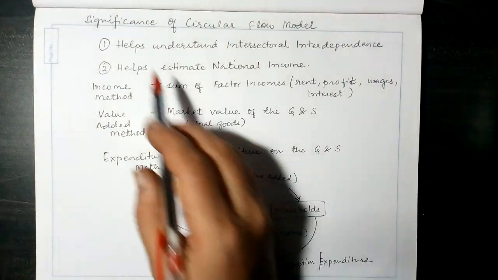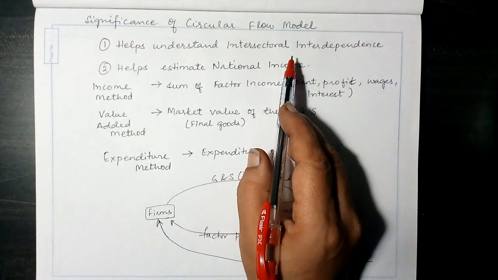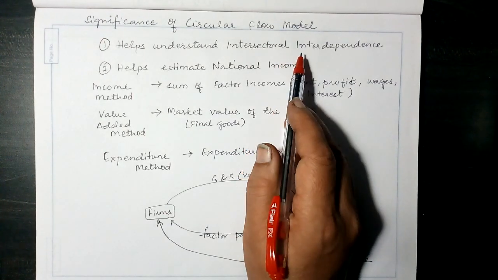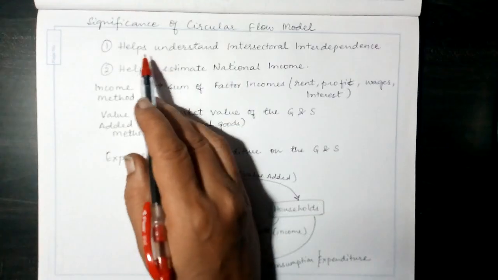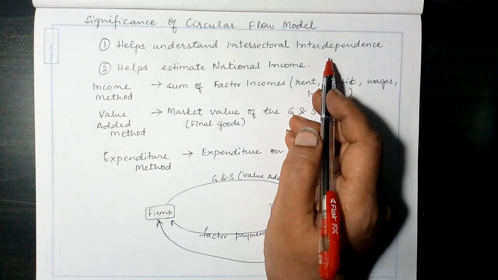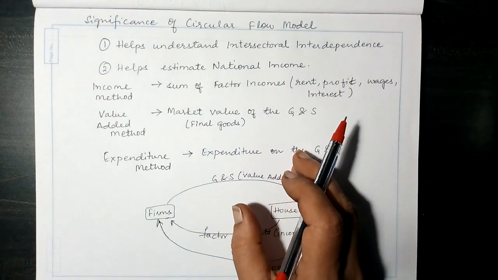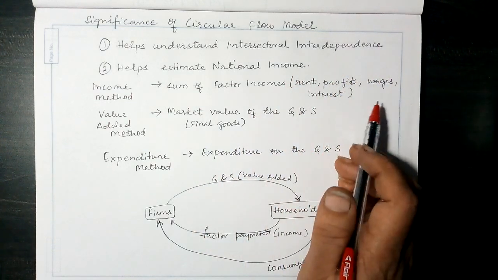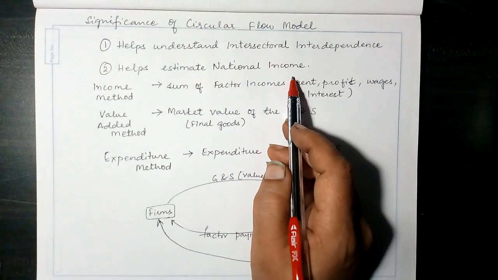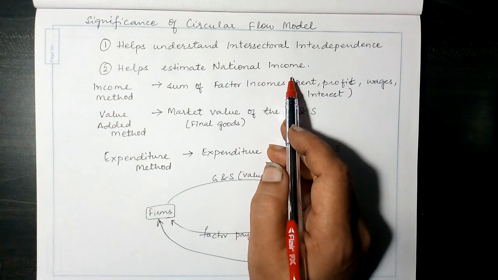Let us finally understand the significance of the circular flow of money in this model. Firstly, it helps us to understand the intersectoral interdependence. That means how the different sectors in the economy are depending on each other. Then it also helps us to estimate the national income. How does it help us in estimating the national income?